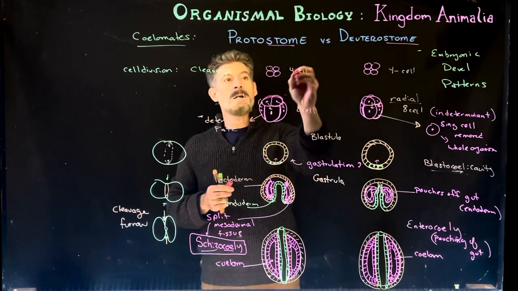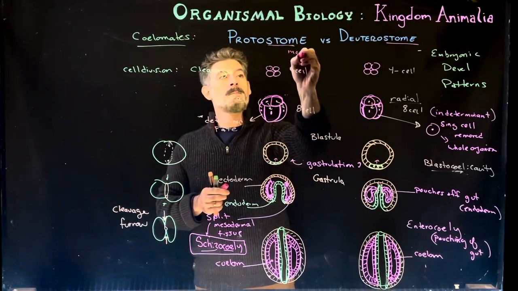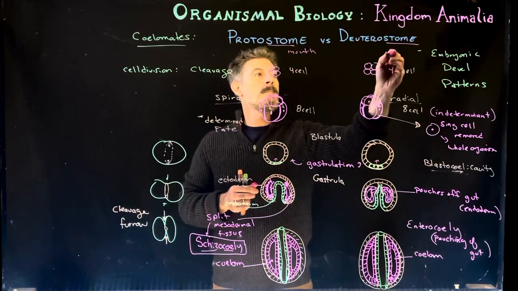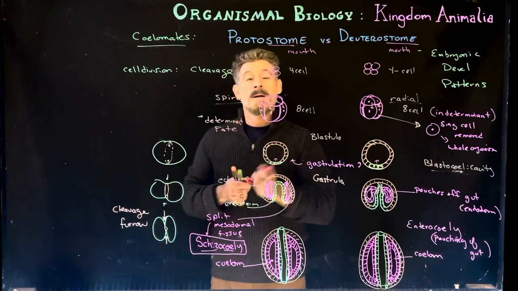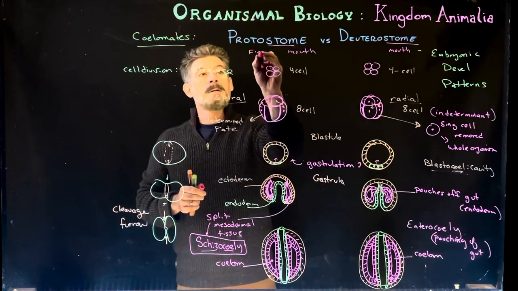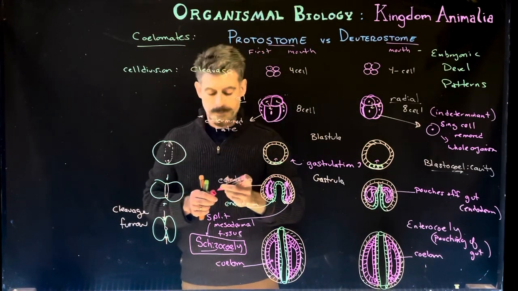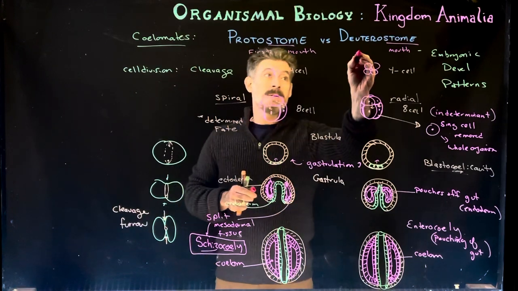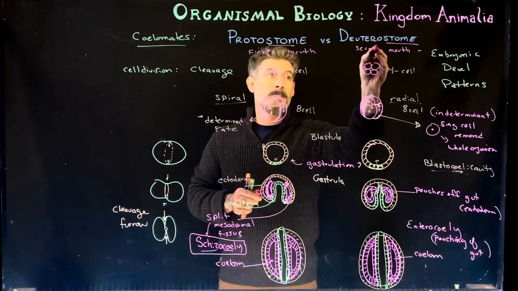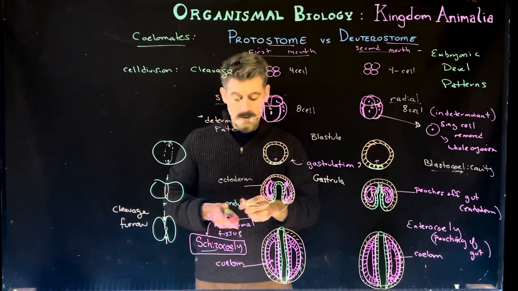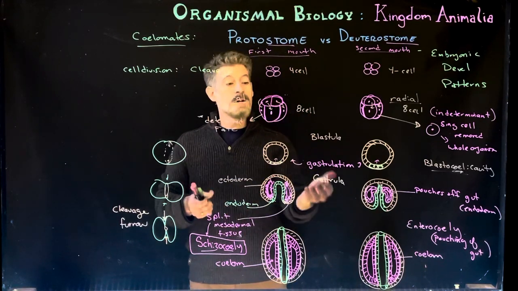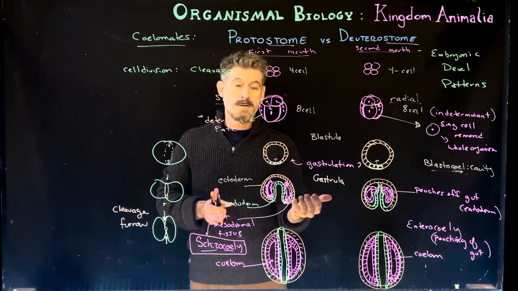Stome, okay? So we're talking about mouth. So protostome refers to first mouth. And deuterostome is second mouth. What does that mean, right? What is that talking about? It's talking about really the process of gastrulation.